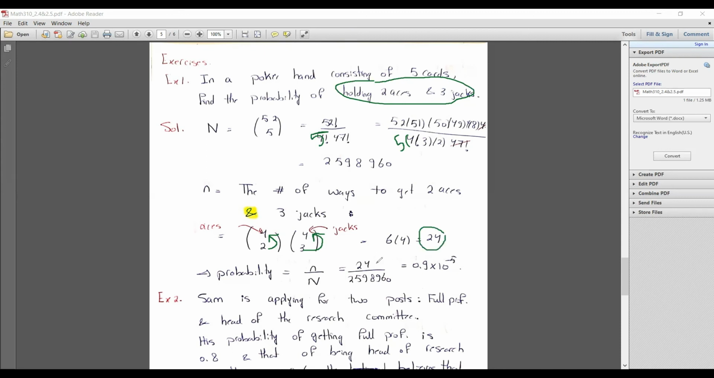So according to our rule, the probability will be 24 out of this one, which is 0.9 times 10 power minus 5. Guys, the answer is logical. Why? Because if we are distributing the cards and we need to take 5 cards from it, the possibility to get 2 aces and 3 jacks at the same time is very low, right?